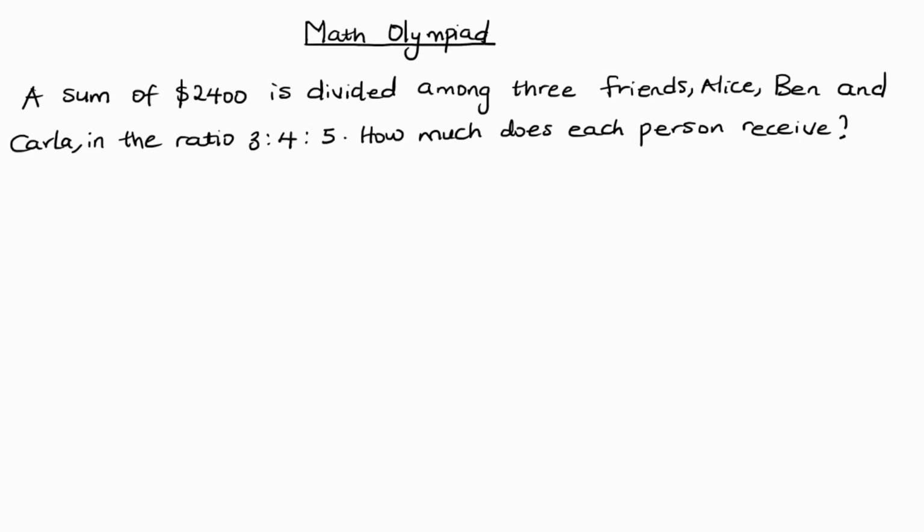So the first question says, a sum of $2,400 is divided among three friends, Alice, Ben, and Carla, in the ratio of 3:4:5. How much does each person receive?